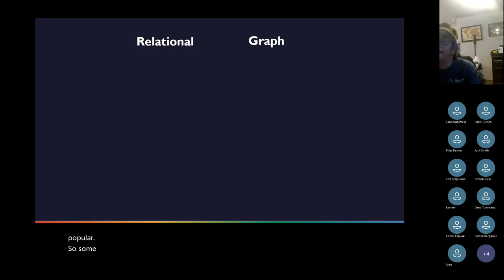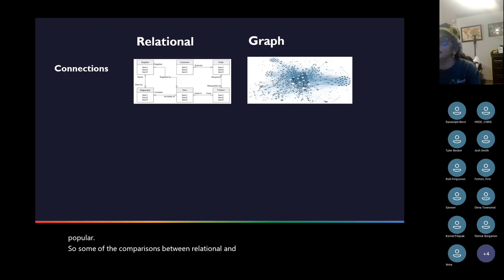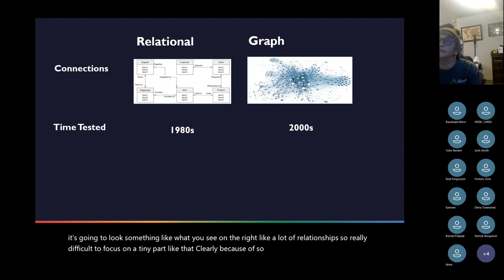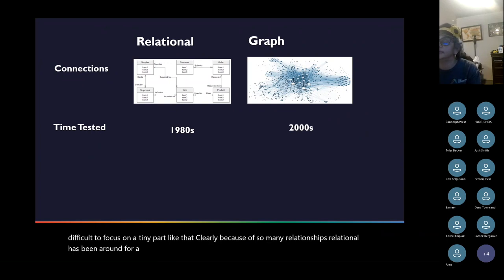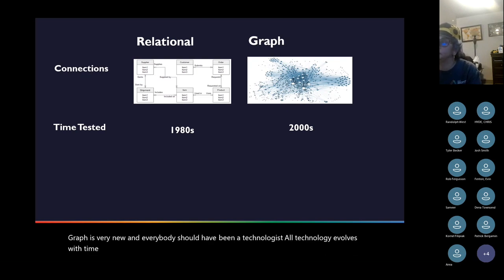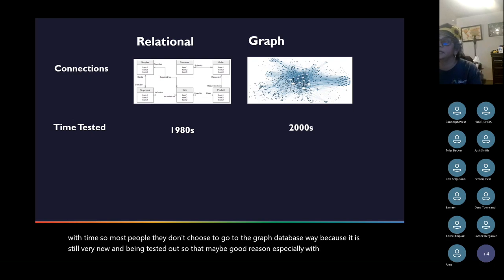Some comparisons between relational and graph. Essentially, like I said, it's about connections. A relational ER diagram looks like that, but a diagram for a graph is going to look something like what you see on the right, with a lot of relationships. It's really difficult to focus on a tiny part clearly because of so many relationships. Relational has been around for a very long time, since the 1980s. Graph is very new, and if you've been a technologist, you know all technology evolves with time. Most people don't choose to go the graph database way because it is still very new and being tested out. That may be a good reason, especially with databases.